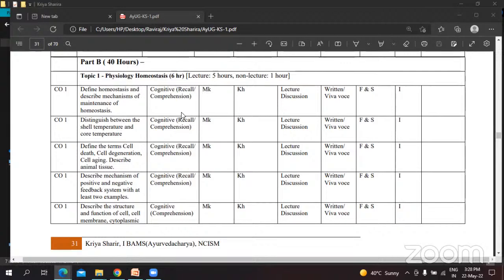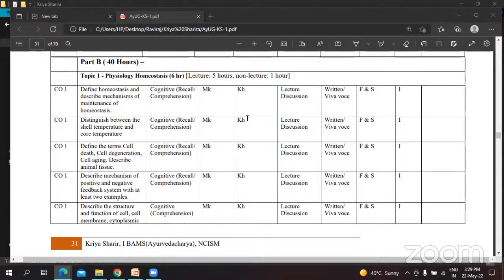And what is this MK? Must know. And then KH is knows how, right? So this part is must know for all students, means everybody should know this. There is no other option. Not only this, it is also required for a student to demonstrate to us how he knows this, or in what way he knows this, right? So knows how.